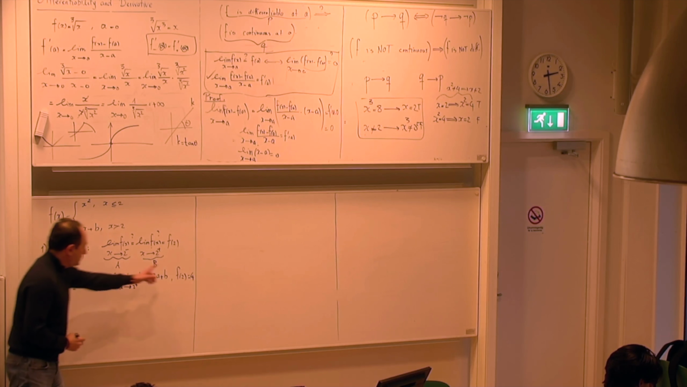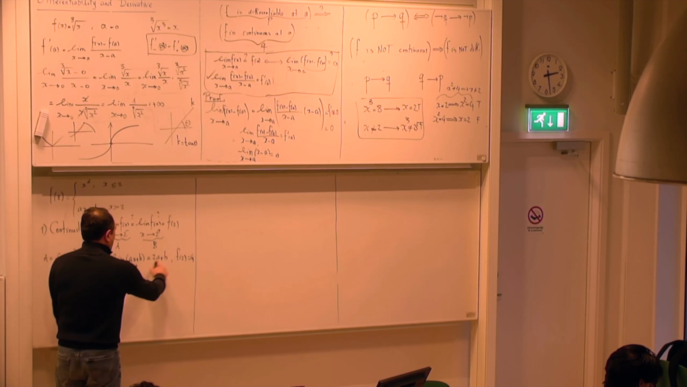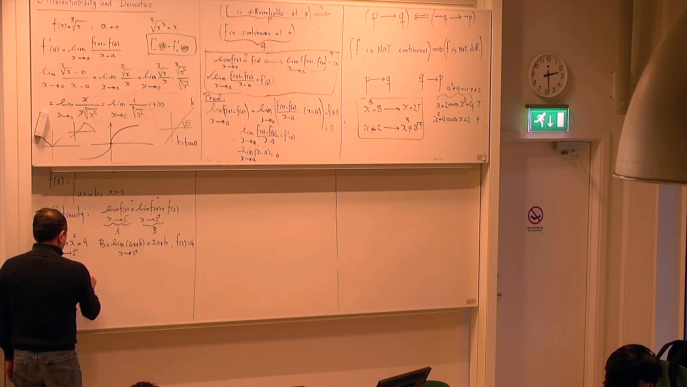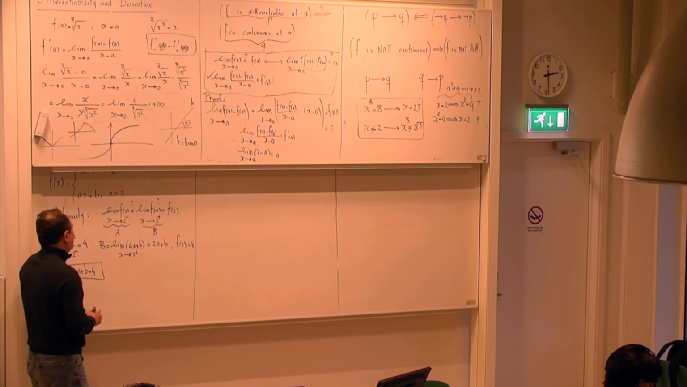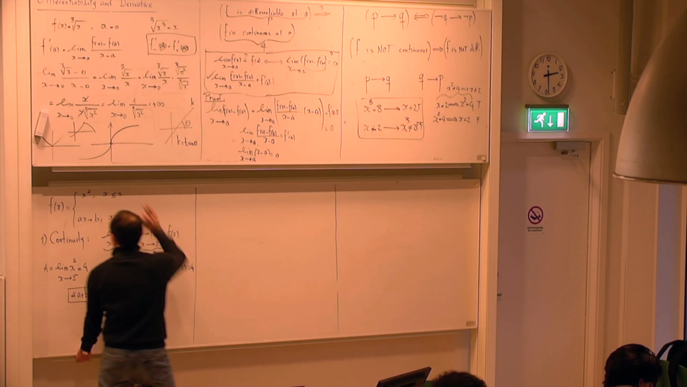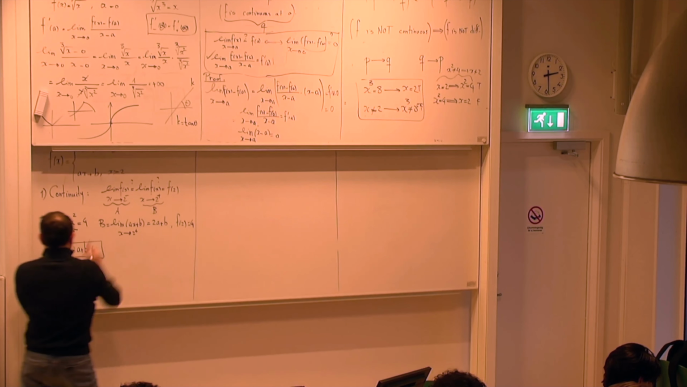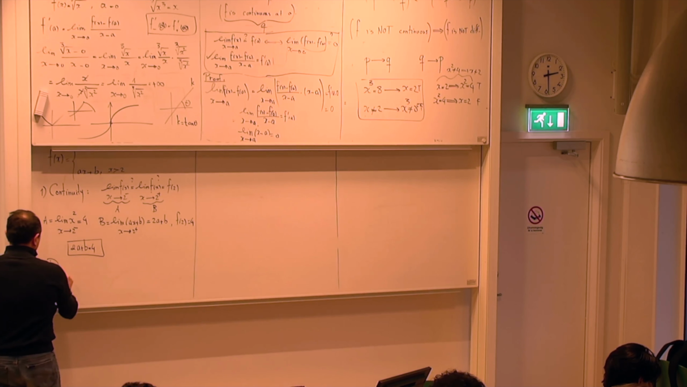Two of them automatically match. So it means that 2a plus b should be 4. This is one piece of information. Yes? Now I have to use differentiability.